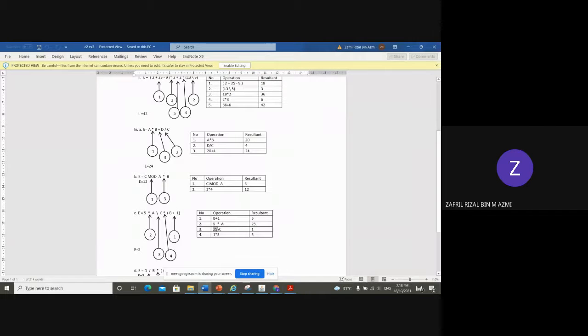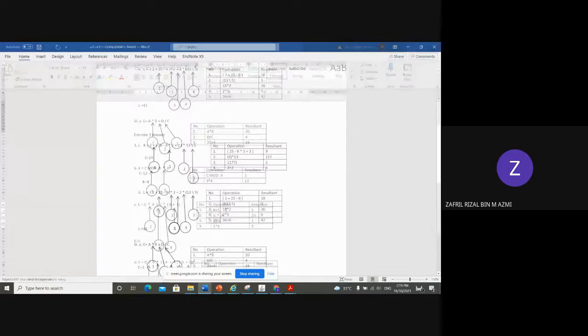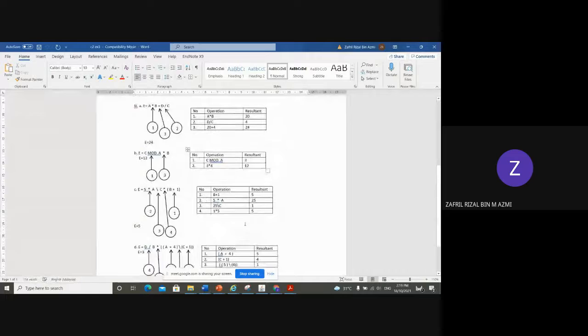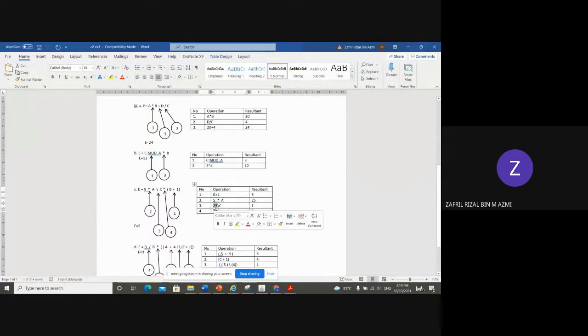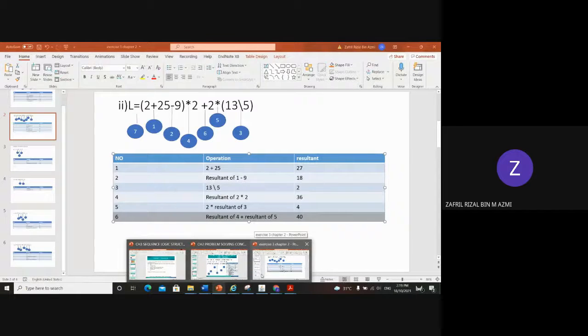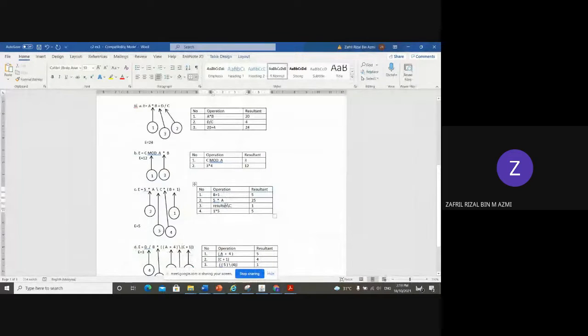Okay, for example over here, I'm not saying that this is wrong, but formally in this class we are using the term resultant, resultant of 2, note 25, because the value can be changed. So if the value changes, this is going to be fixed. So resultant always resultant, for example this resultant lah.